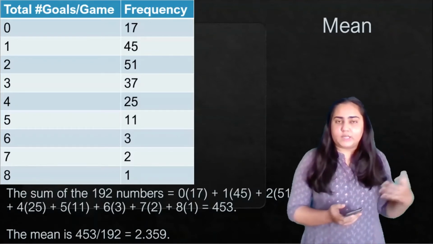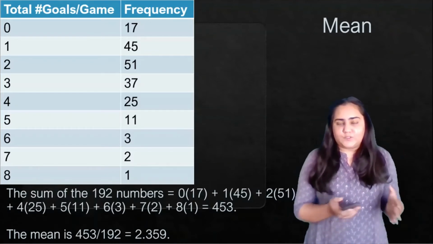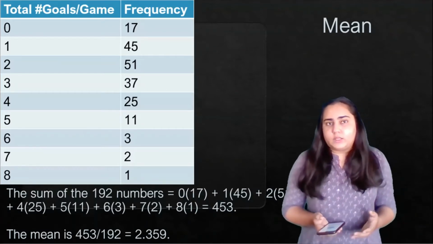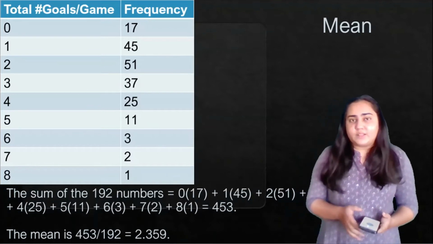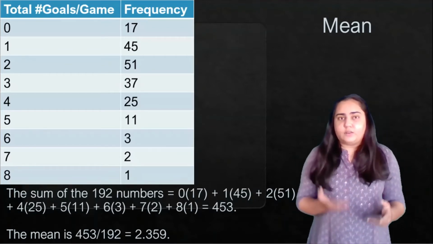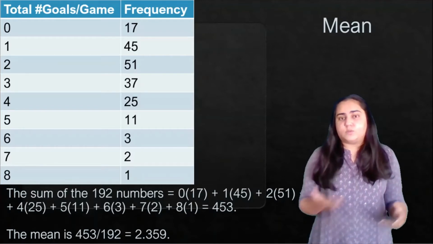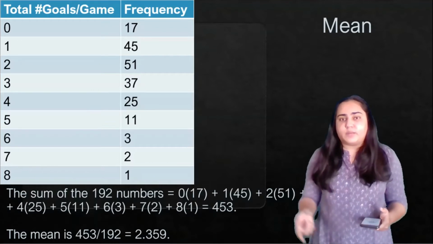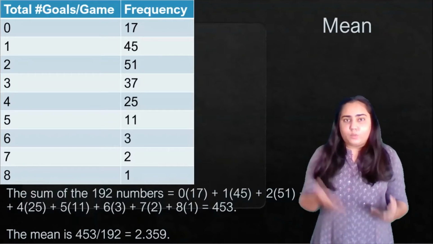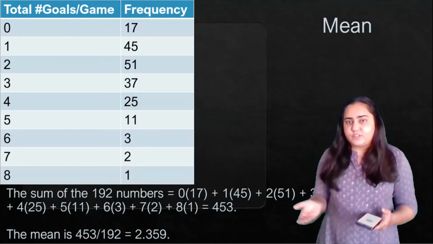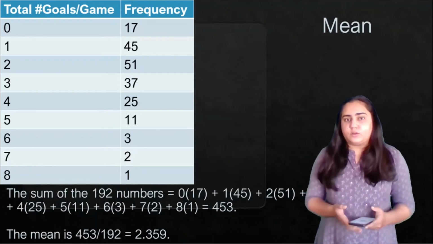A weighted average means there is some weight associated with each frequency. In the previous example, there was no weight associated. It was just a bunch of ages. But now there's a weight. The weight is that 17 games were played and the total number of goals in those games was 0. So that's why I need to write down 0 multiplied by 17, and then 1 multiplied by 45, and then 2 multiplied by 51, and so on.